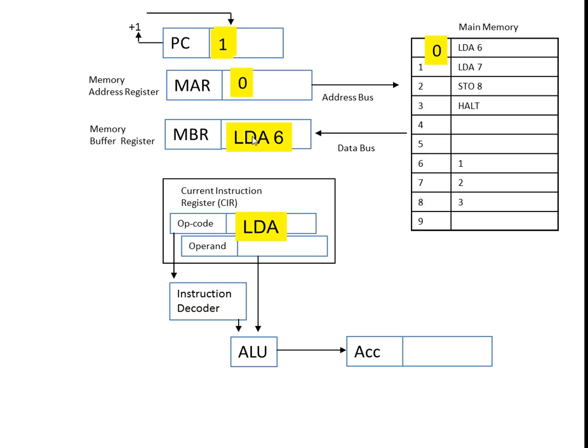We now copy the opcode into the current instruction register and the data into the current instruction register, and then we execute that. When we execute it, it's asking us to load the data at memory location 6 into the accumulator. That's what this instruction is saying. So then we take the number 1 and we put it into the accumulator. That's another brief example of the fetch and execute cycle.